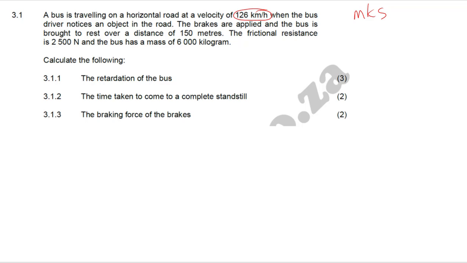126 kilometers per hour. What do we know? Kilo means 1,000, per hour means divide by an hour, but we want it in meters and kilograms, so it must be 126 kilo times 1,000 divided by h, which is in hours. But I need it in seconds. How many seconds in an hour? There's 60 seconds in a minute and 60 minutes in an hour. So that's 3,600.